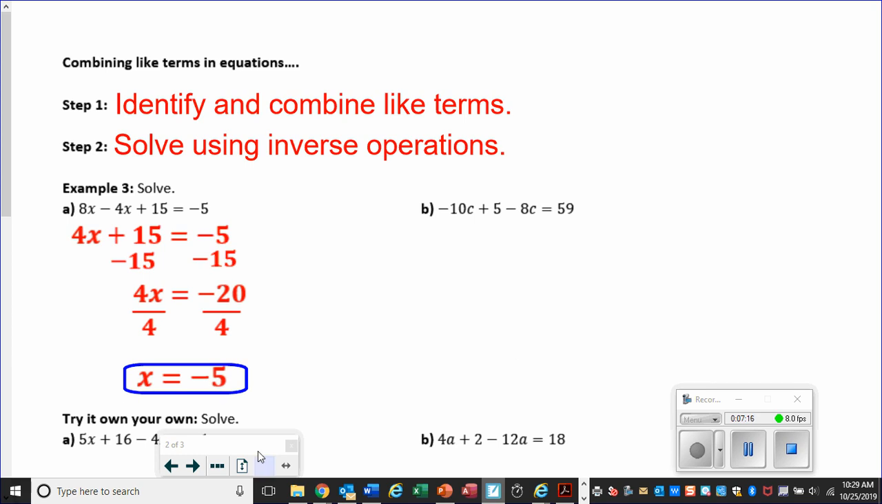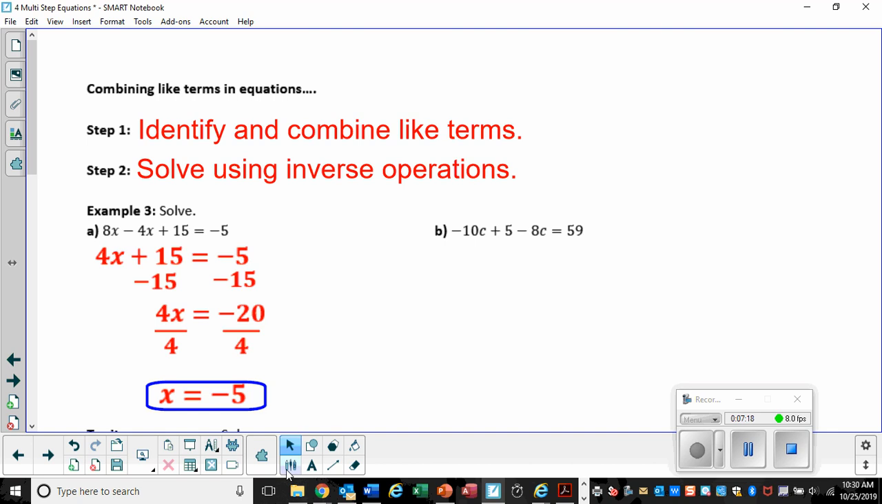Okay? This time I'll do it with a marker so you guys can see what I'm doing. So on B, I don't have any parentheses, so I can go straight into combining. I have a negative 10c and a negative 8c that can be combined. And I have a plus 5. Okay? So I go ahead and combine my like terms. Negative 10 minus 8 will give me negative 18c. And then the plus 5 I just bring down. Equals 59. So now I just solve.